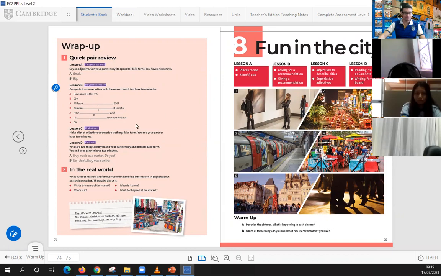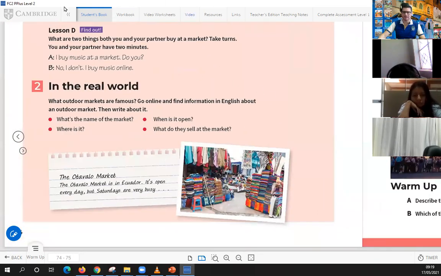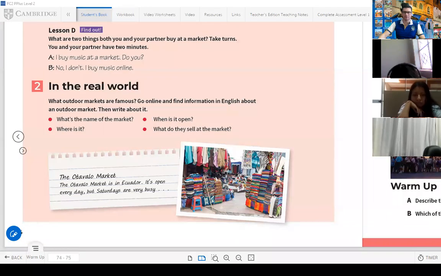Now, let's go to this part, students. Let's check this last part, no? That it says in the real world that we have to talk about something, no? For example, you have to talk about a real market. Yeah? Now, well, let's see, let's continue. And now, for example, they were talking about the Otavalo market, right?